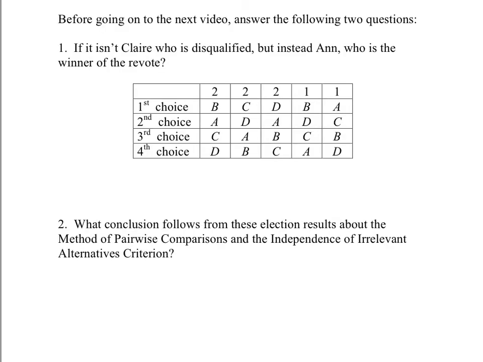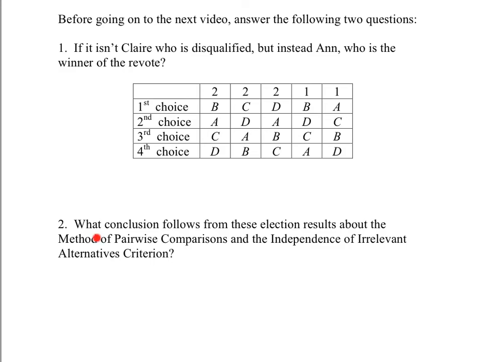To make sure that we've really understood this last fairness criterion, before going on to the next video, answer the following 2 questions. Suppose that it isn't Claire who is disqualified. Suppose that Anne, after winning the original election, is disqualified for some reason. Now we ask, who is the winner of the revote in light of this disqualification of Anne? That's question number 1. If Anne is disqualified, who wins instead?